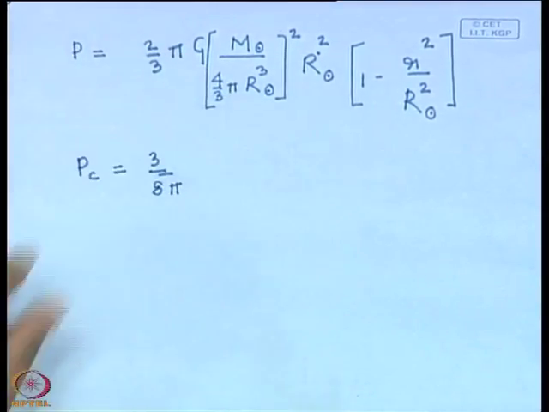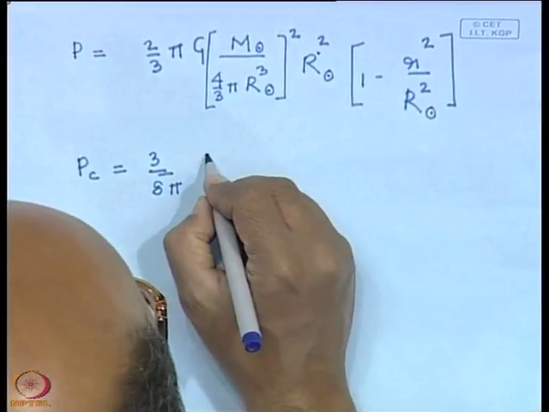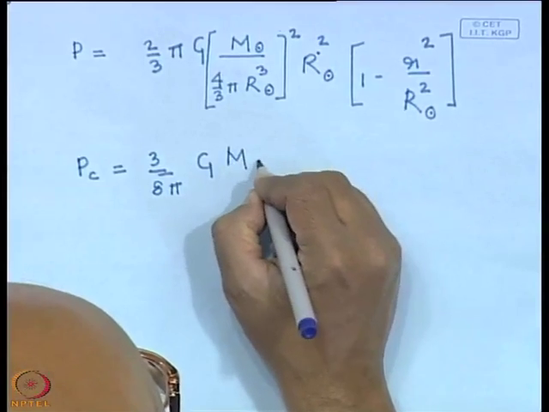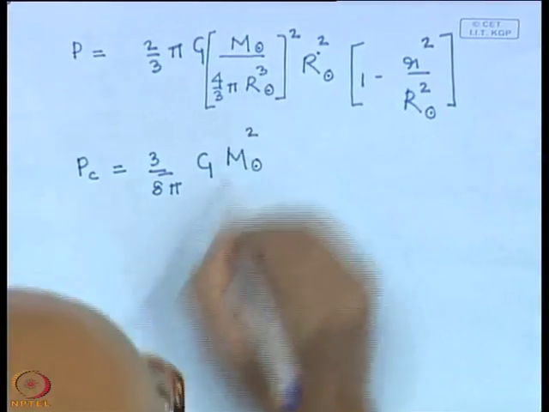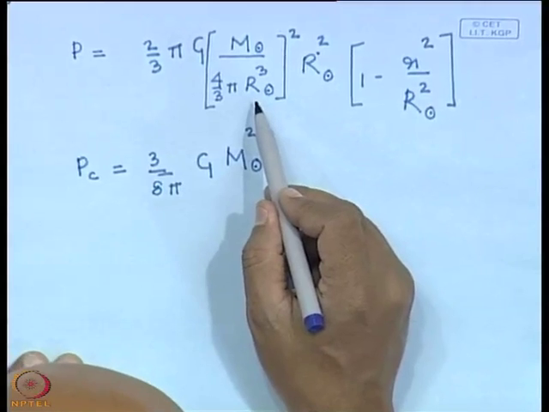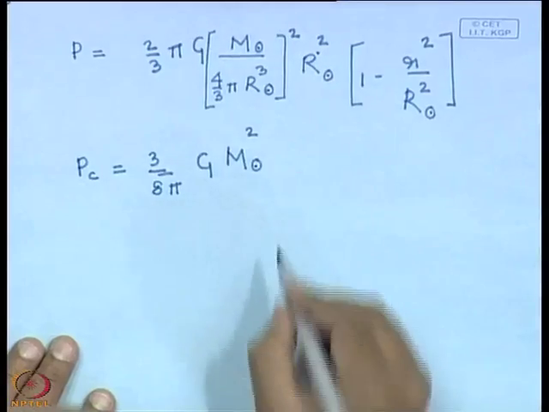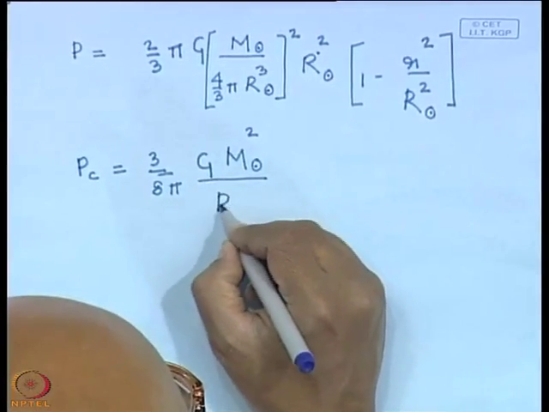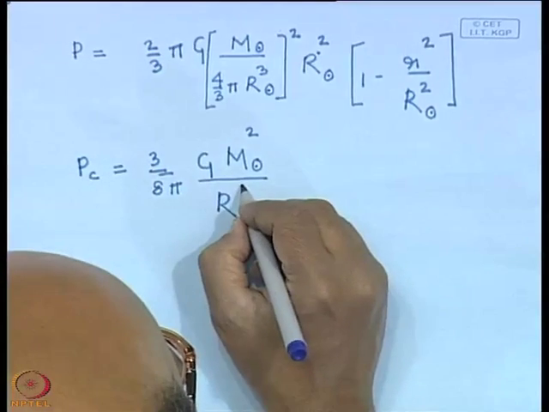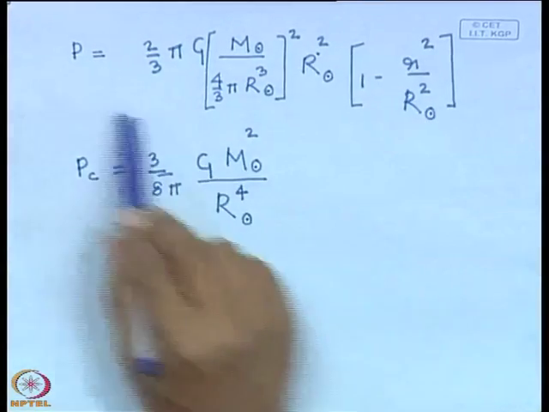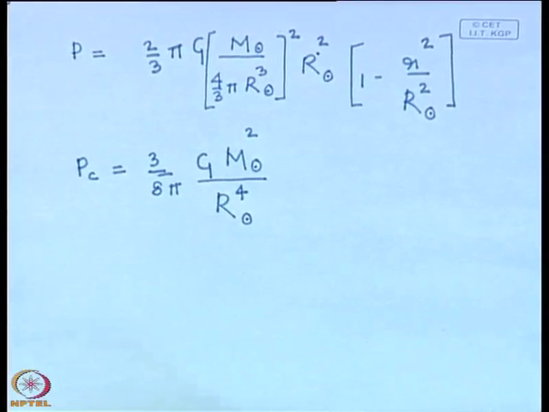So, that takes care of all the numerical coefficients, and then we have G M squared, the mass of the sun squared, by R to the power of 6, the radius of the sun, and here we have the radius of the sun squared. So, this is R sun to the power of 4. That is the pressure at the core of the sun, using this simple approximation, assumption that the density is constant throughout.